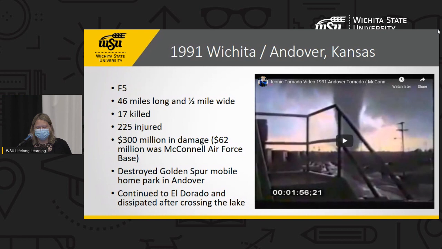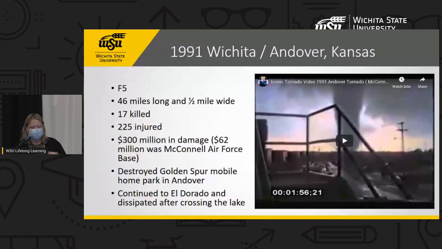After leaving the Air Force Base, it then moved to Andover, where it destroyed an entire mobile home park. After leaving Andover, it continued to El Dorado, and once it crossed the lake, it dissipated. It's probably because the lake would have been cooler temperatures, and it would have stopped the airflow and the warm, moist air going up into the tornado.